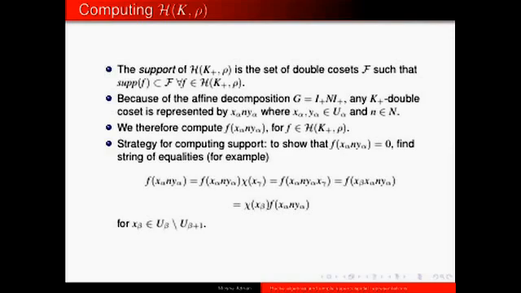You mean the support equals F for some N? Sorry? Do I have a typo here? No, I think this is fine. For a typical double coset? F is a collection of double cosets. Oh, sorry. So this calligraphic F is just a collection, a set of double cosets where functions don't vanish. Maybe that's horrible notation, but okay. So that's the goal first, to cut down the support.